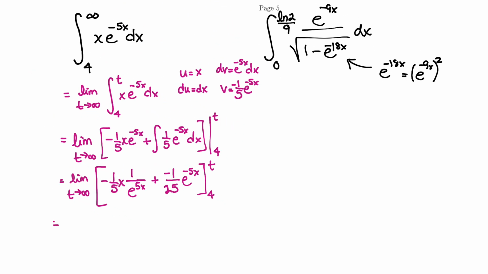Oh, I ran out of space. Darn it. Negative 1/5, negative 4/5 e to the 20 minus 1 over 25 e. Tina, you're skipping too many steps.